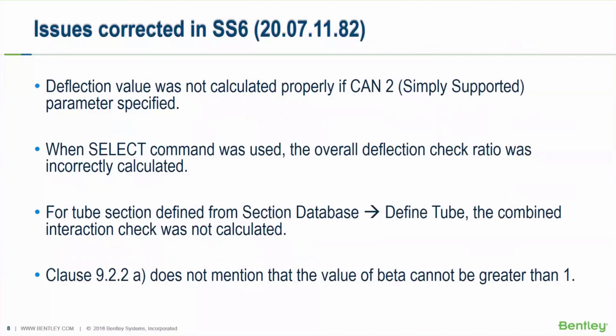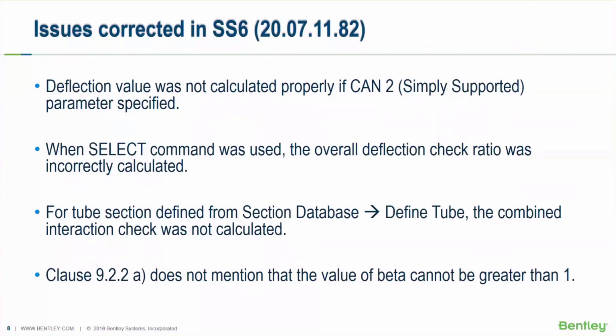I need to mention the deflection values as well. There are 3 parameters: CAN 0 parameter, CAN 1 parameter, and CAN 2 parameter. The CAN 2 parameter is particularly for simply supported beams. In case of simply supported beams, earlier, until the mid of Select Series 6, if you provided the CAN 2 parameter for simply supported design, it was not performing the deflection check correctly. It has been corrected in the last release of Select Series 6. These are the defects that have been fixed in the recent versions.